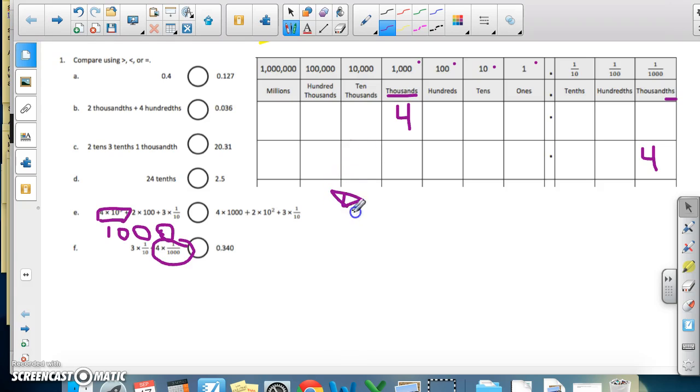Try using this chart, especially if you didn't think about this chart when you were taking the test, and work on those comparisons. Good luck!